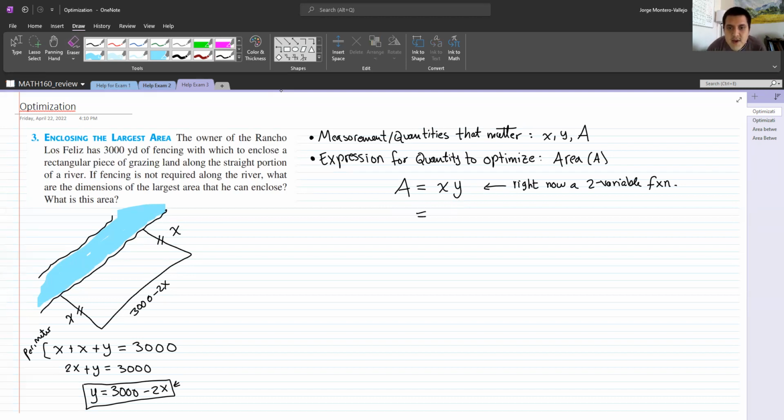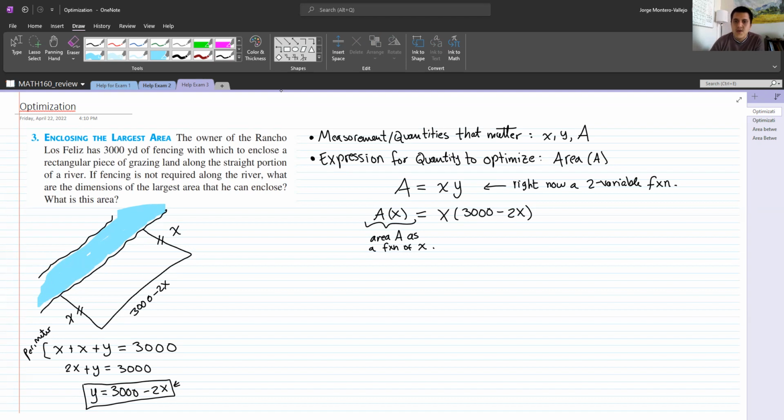So if we do that, we can then write X times 3,000 minus 2X. Now A depends only on X. The expression depends only on X, so we can write A as a function of X. Remember that the notation that we use for that is parentheses X, so A of X. This means area A as a function of X. And you see that you get X times 3,000 minus 2X.